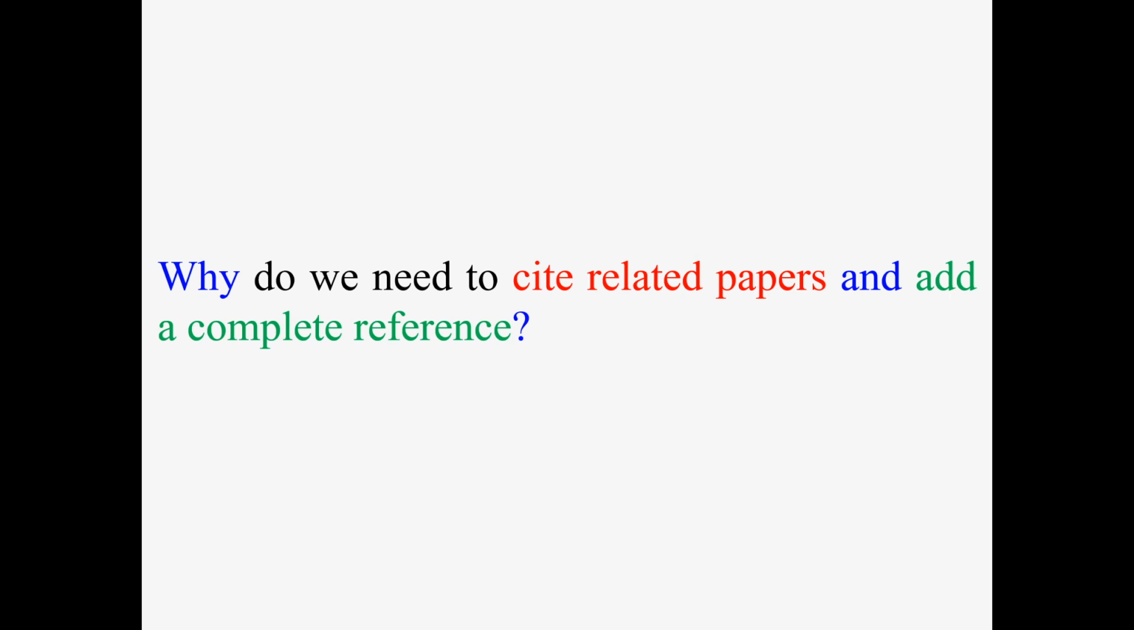So in the introduction, most of the time we cite, that is called the literature review. Like we are justifying our research. Okay, this guy has done this research. You can't say without citation, without reference, okay, this is my new research, right? I'm doing. So you need to justify your research by citing the related papers and adding a complete reference.